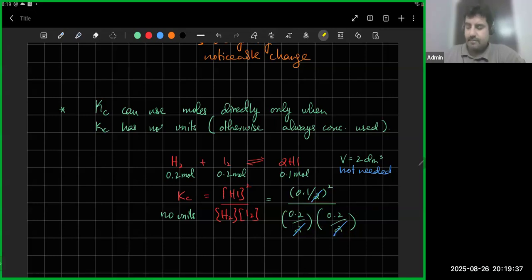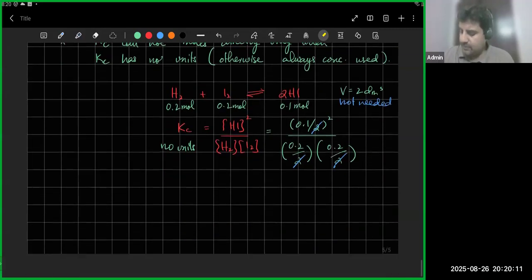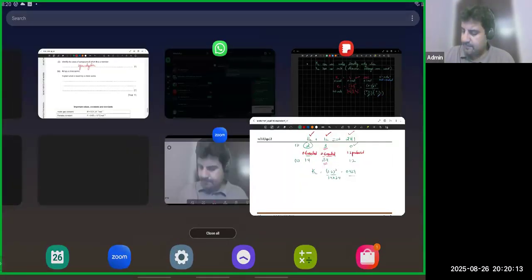But if Kc has a unit, and the number of terms in the numerator and the denominator are not equal, in that particular case, the volume must at all costs be incorporated. You can't use moles directly, you always have to find the concentration. The reason I'm telling you this is because a lot of people, when they find moles, just plug them into the Kc expression. Make sure you always find concentration. This is the only case where there's an exception, where you don't really have to find concentration. Okay? So going back to our question, which is the next question.